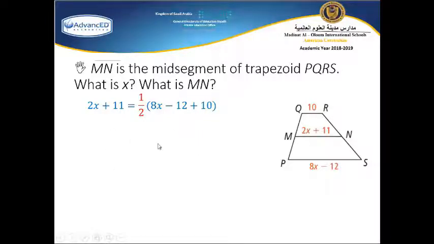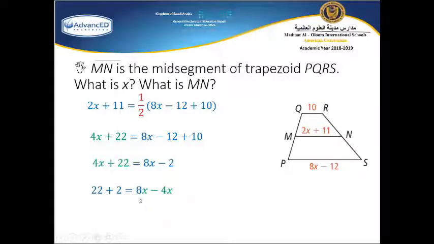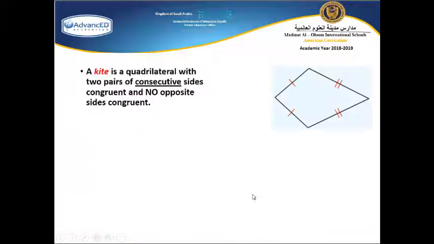By multiplying both sides by 2, then 4x plus 22 equals 8x minus 12 plus 10. Then 4x plus 22 equals 8x minus 2. By combining the like terms, 8x minus 4x equals 22 plus 2. Then 4x equals 24 and x equals 6. By plugging the value of x in the mid-segment 2x plus 11, then MN equals 2 multiplied by 6 plus 11, then MN equals 23.